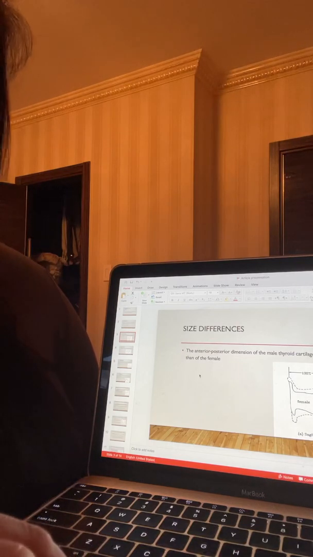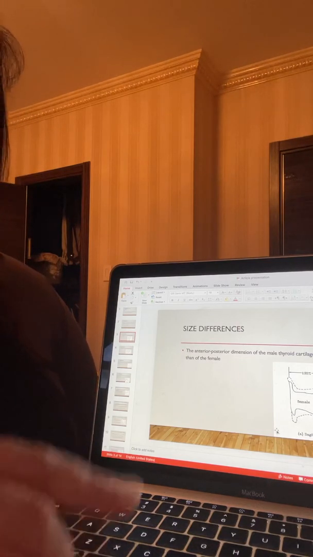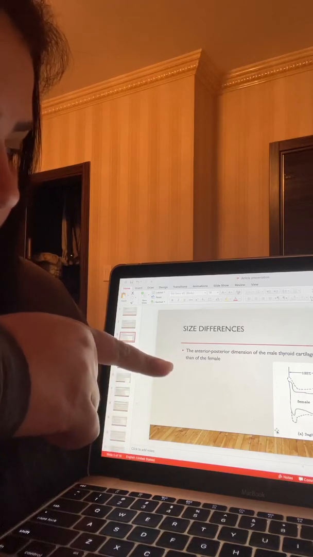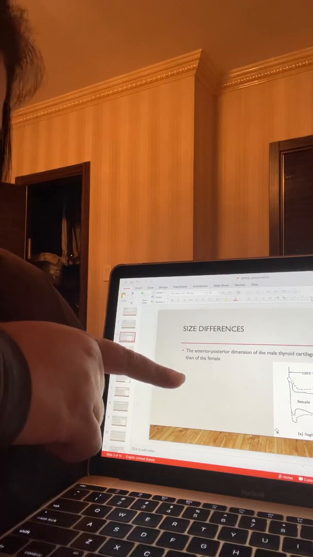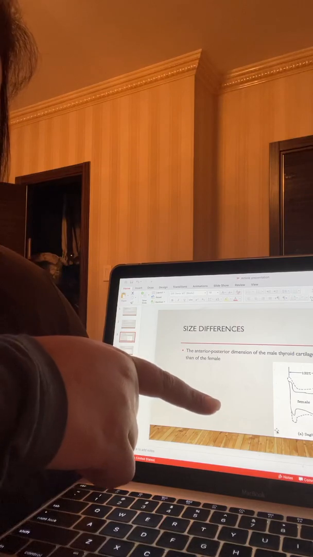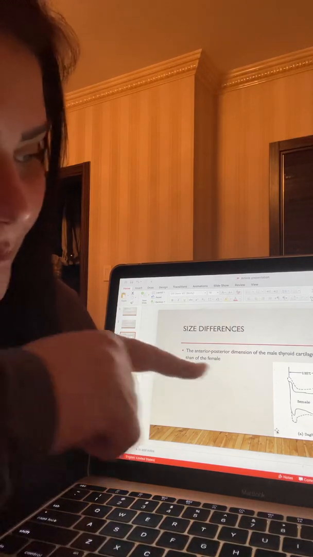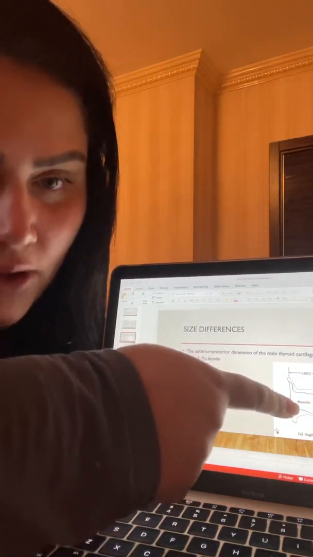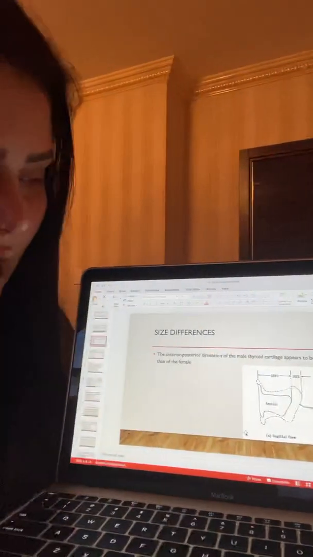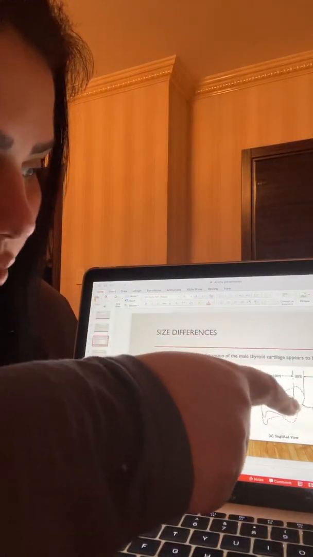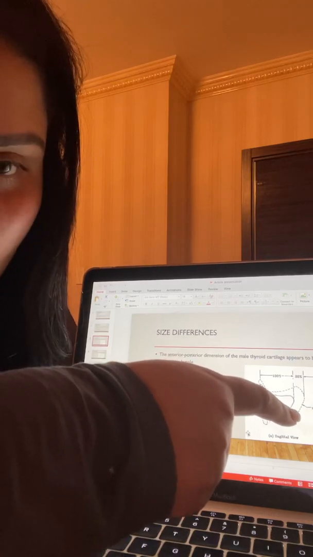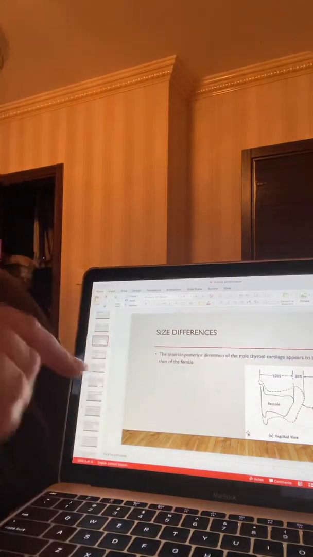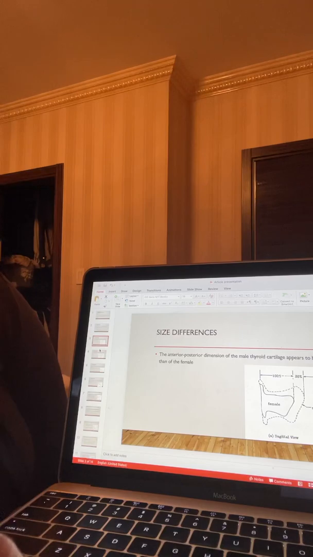First, we're going to start with size differences. As you can see here, the anterior-posterior dimension of the male thyroid cartilage appears to be 20% larger than that of the female. So this is how long the female cartilage is, and this is how much longer the male cartilage is, 20% longer than the female thyroid cartilage.